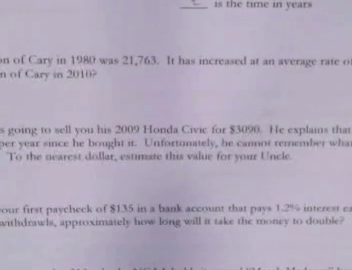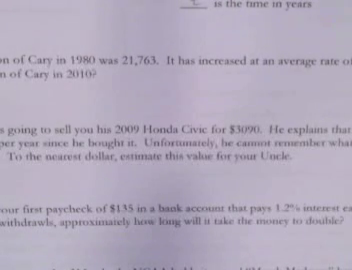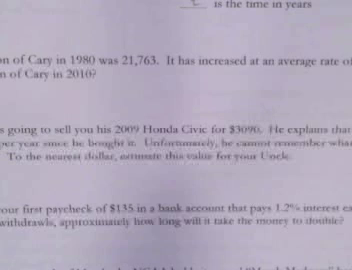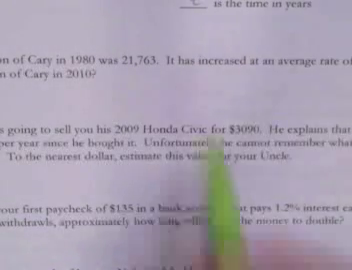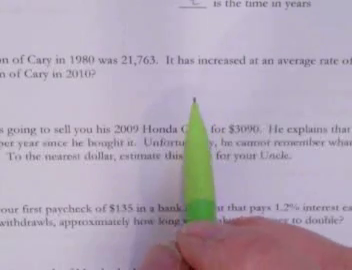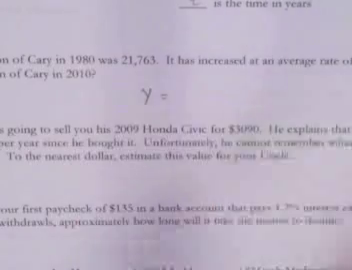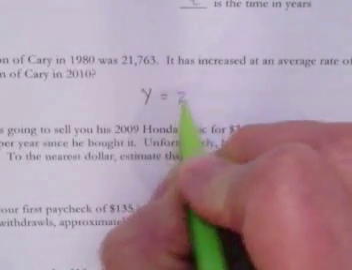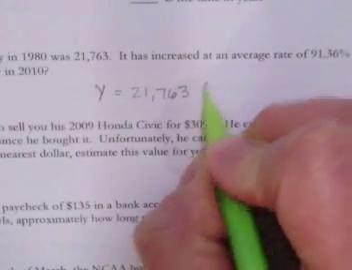works for us. In example number 1, the population of Cary in 1980 was 21,763 people, and it has increased at an average rate of 91.36% for every decade, every 10 years. What is the population of Cary in 2010? So let's see if we can fill in most of our formula. We know that this is the number of people in the end. This is the number of people in the beginning, 21,763. That's our A value.